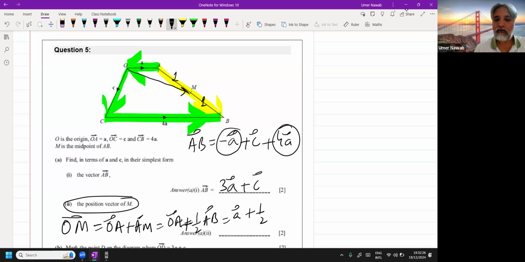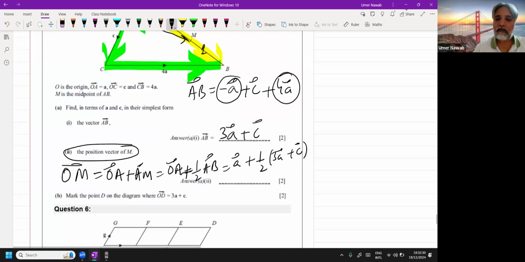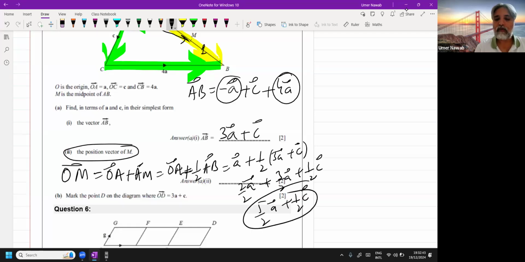AB I found in the previous part, 3A plus C. And I just expand it: A plus 3 over 2 A plus half C. So 1 plus 3 over 2, or 2 over 2 I will write, so it's 5 over 2 A. You can use a calculator. That will give you the answer.